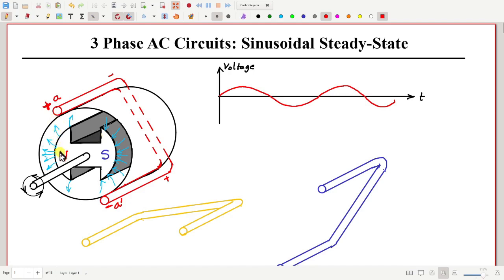Okay, so consider the moment when this north pole is passing just under side A, the upper side of this conductor. Then what will happen? Some EMF will be induced, and how do we find the direction of the EMF? You apply the right hand rule. You can't see my right hand on screen, but if you apply the right hand rule, your forefinger should be along the direction of these magnetic fields. Your thumb should be in the direction of the motion of the conductor with respect to the magnetic field, which is in this direction.